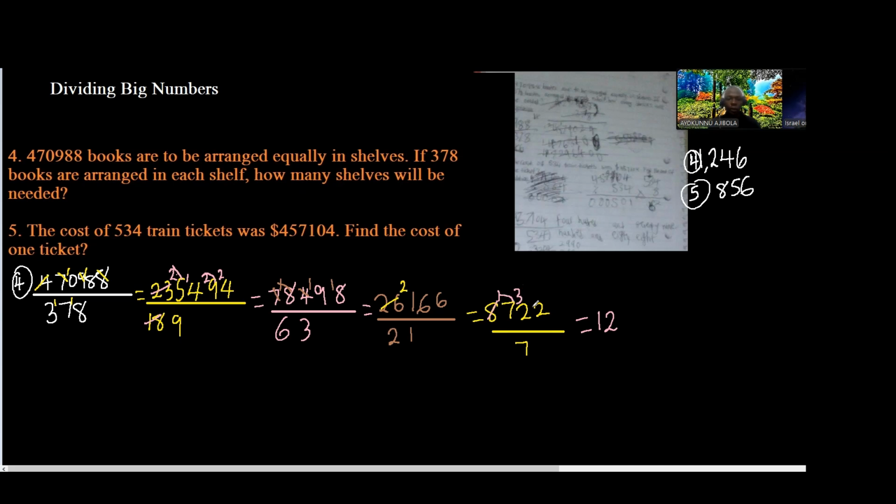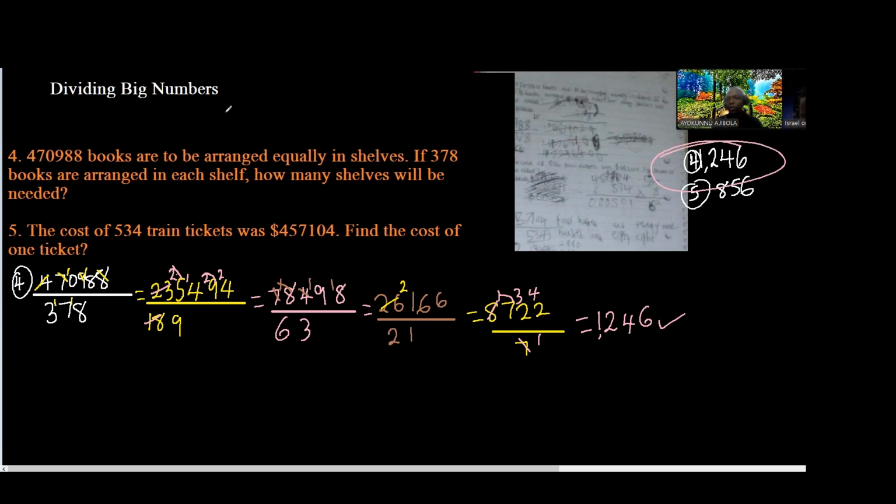14, remainder 3. 7 in 32 is what? 4, which is 28. Remainder 4. 7 in 42, that is 6. So 7 here, 1. So this is going to be the answer, which is consistent with what you arrived at, 1240. But anybody could have pressed a calculator to get this.